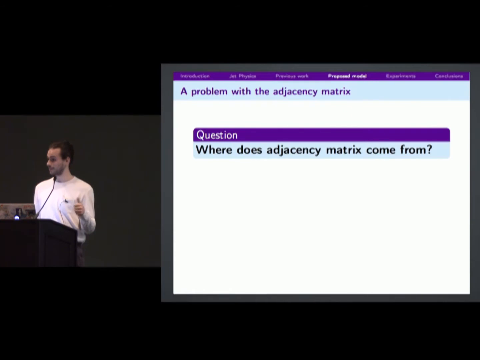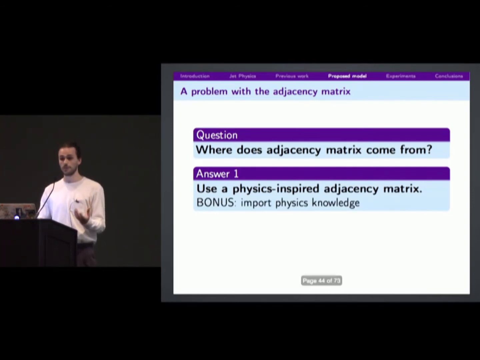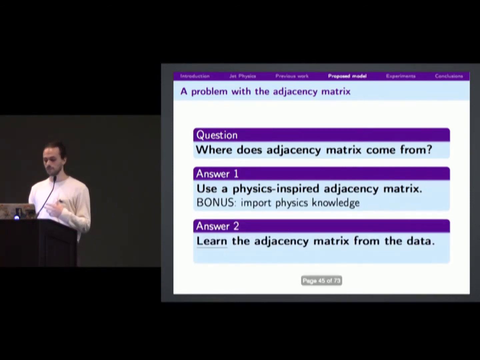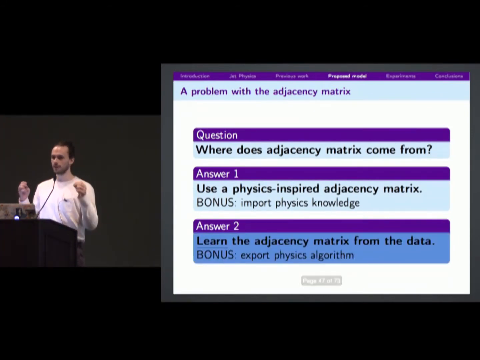We have a bunch of form elements, and what's going to happen? Well, we don't know. So one option is you can use a physics-inspired adjacency matrix, such as these distance metrics that we had before. The bonus here is that you import some physics knowledge. The other option is you can learn the matrix from the data. So this is what we're going to do. We're going to learn the interactions between each of the particles and predict a weight between each of the particles. And then that we will use as the distance.